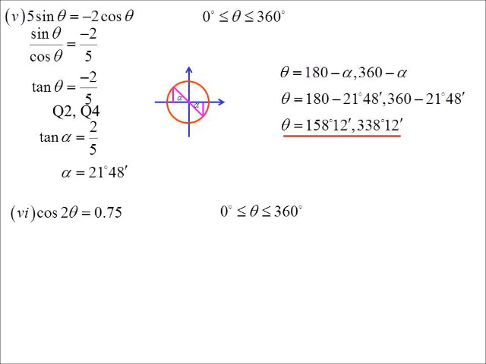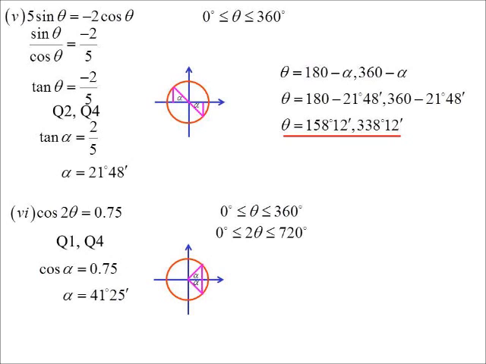Cos 2 theta. You can't factorise the 2 outside of the trig. I mean, it's stuck with the theta. I'm looking for solutions for theta between 0 and 360. Before I can find theta, I have to find 2 theta. So therefore, solutions for 2 theta will go between 0 and 720. I'm going to go around the circle twice looking for answers here. First quadrant and fourth quadrant, still do the same ideas. Find the acute angle, 41.25.